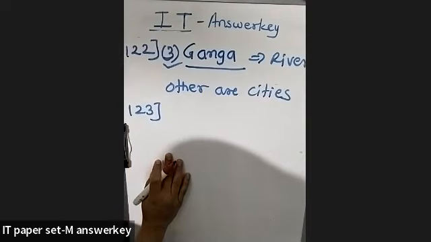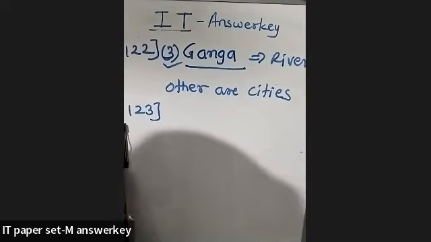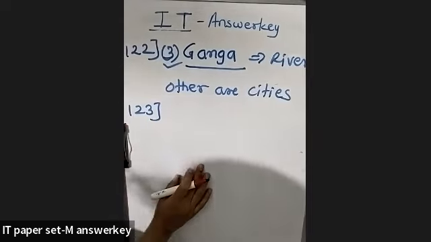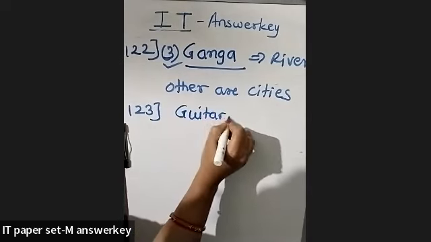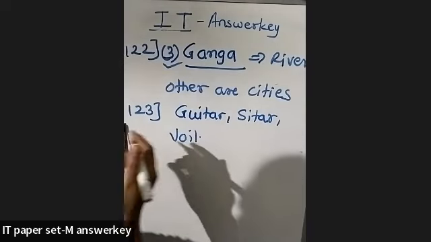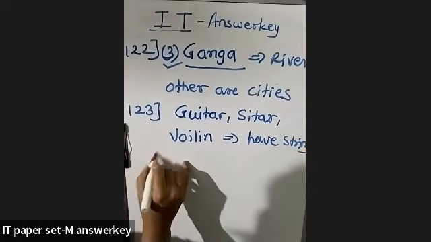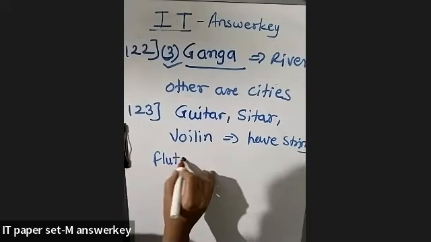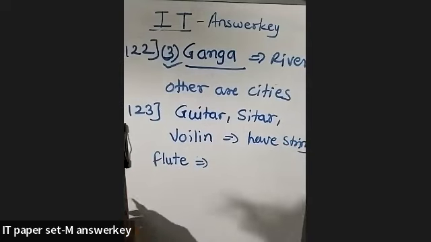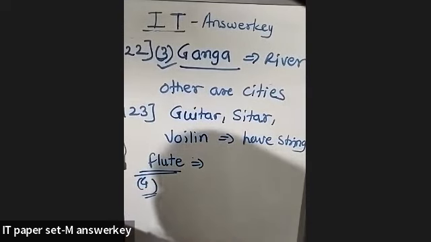Question 123. Choose the odd one of them. Guitar, violin, sitar, flute. Guitar, violin and sitar, what can we say? They all have strings. Guitar, sitar, violin, all of them have strings. Only the flute does not have strings. We can play it by mouth. So the odd one of them is flute. That is option number 4. Flute is the odd one of them.